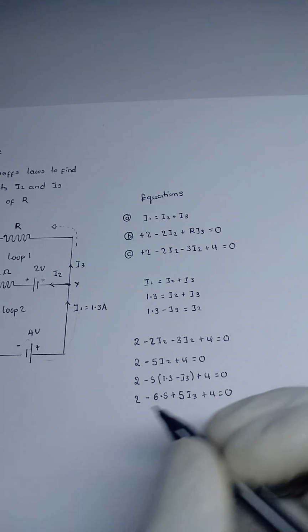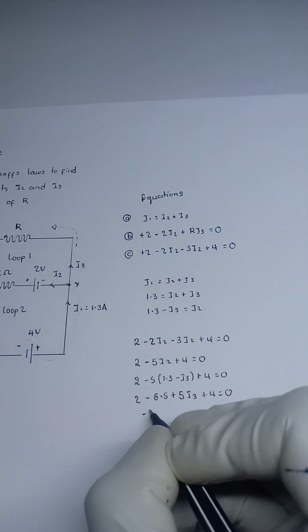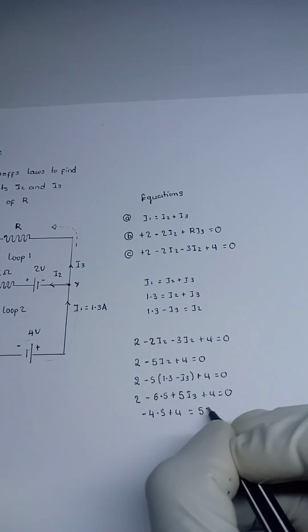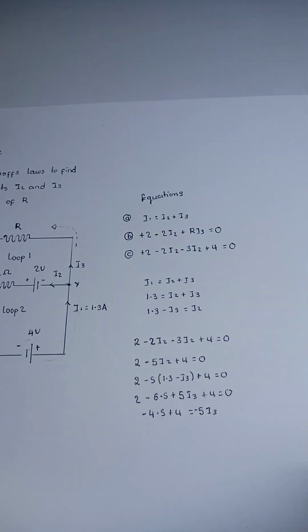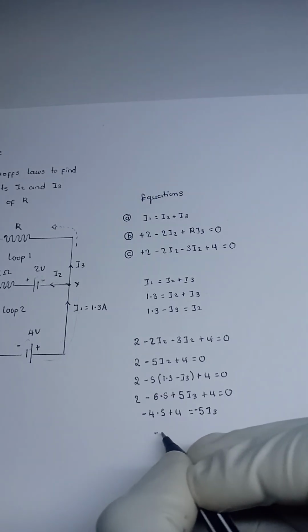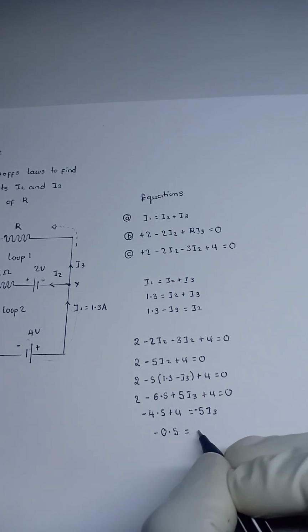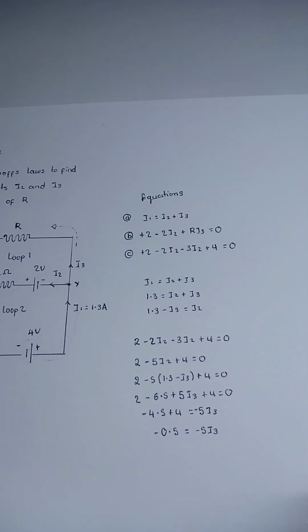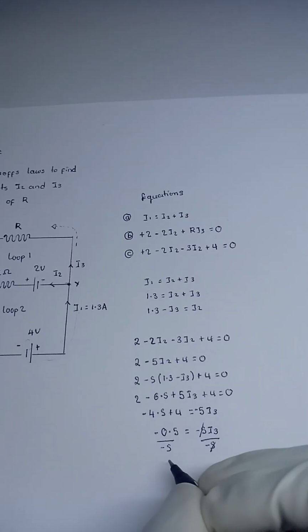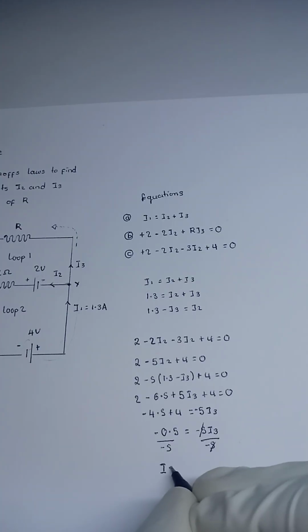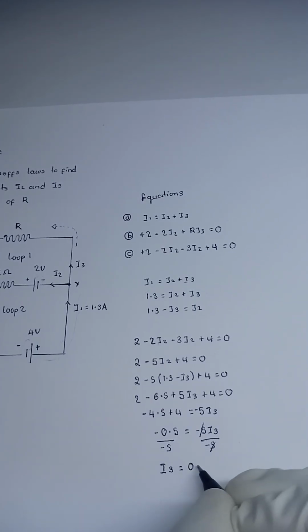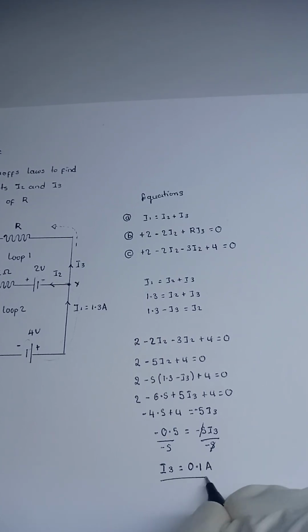At this point, let's collect our like terms. You have 2 minus 6.5, this is a negative 4.5, plus this 4, and we're going to cross this 5I3 to this side, and it's going to have a negative sign. So negative 4.5 plus 4 is negative 0.5, which is equal to negative 5I3. And then you just divide both sides by negative 5 to find your I3. That's negative 0.5 divided by negative 5, so your answer is a positive 0.1 amps. And that's your I3.